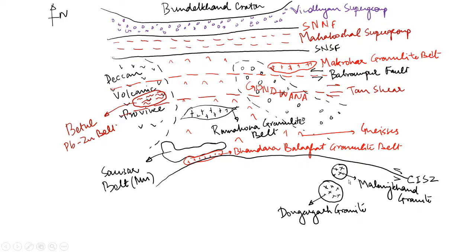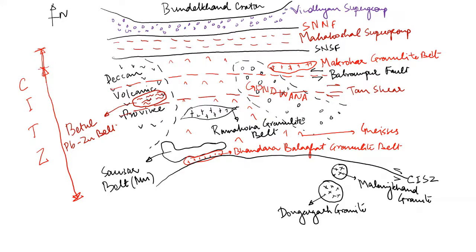So this is more or less the geological map of the Central Indian Tectonic Zone region, and in this the CITZ starts from the south of the Mahakoshal supergroup and ends with the Central Indian Shear Zone, or we can include this portion as well. So this is the CITZ. This is how it looks.